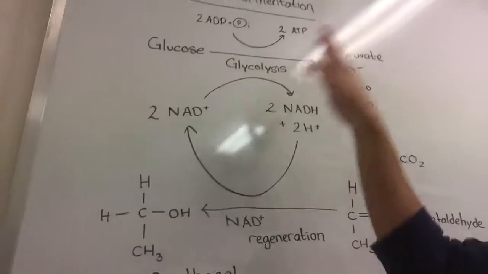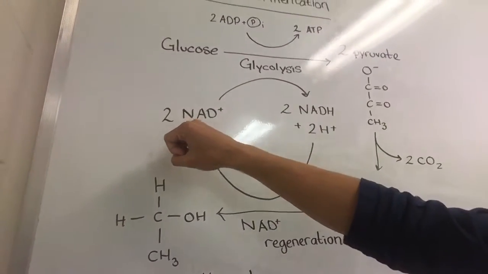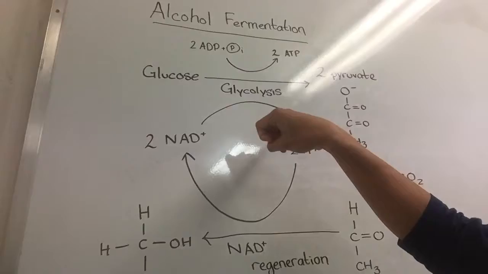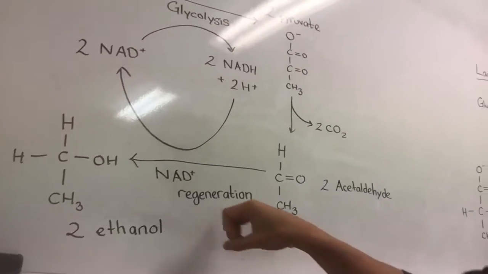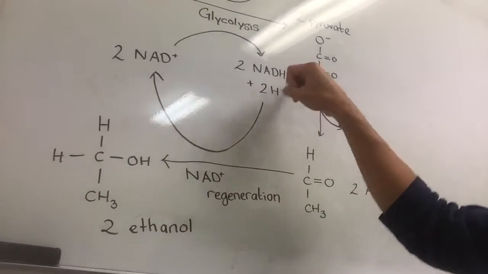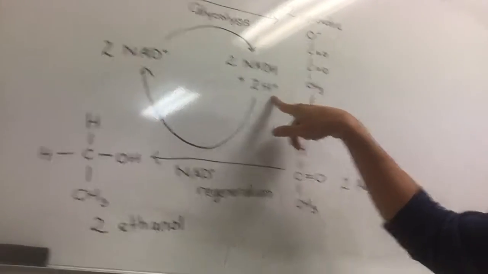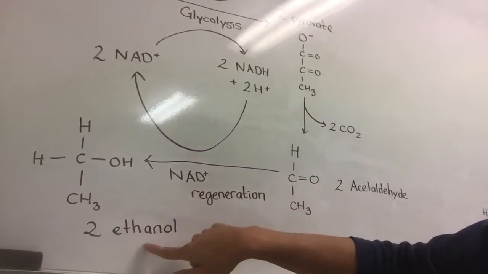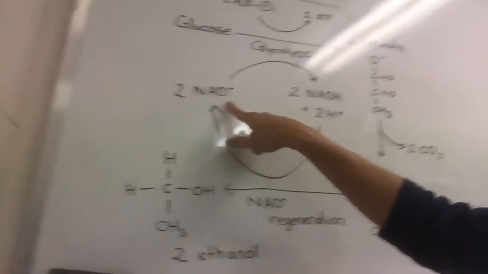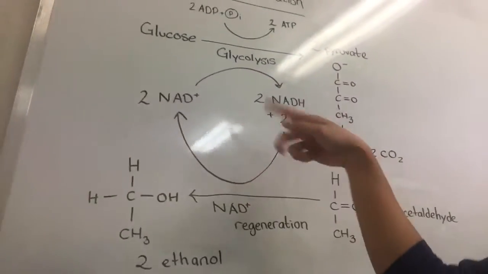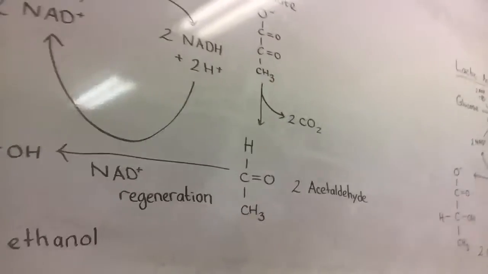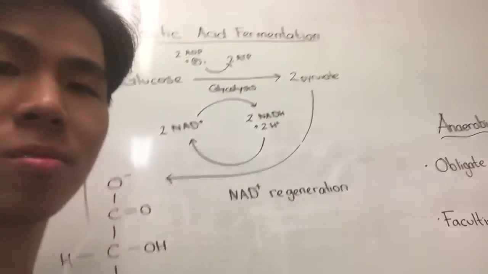While this is going on, in glycolysis there will be 2 NAD+ forming 2 NADH. Then, while the NAD+ regeneration is happening, the NADH gives off the 2 hydrogen ions for ethanol to form, and then it becomes 2 NAD+ again. So this cycle just keeps going in this process. So that's alcohol fermentation.